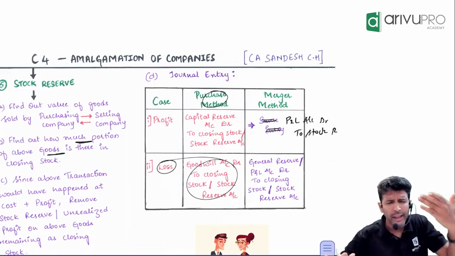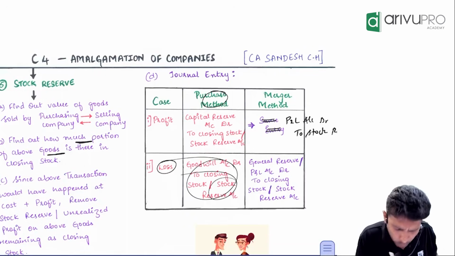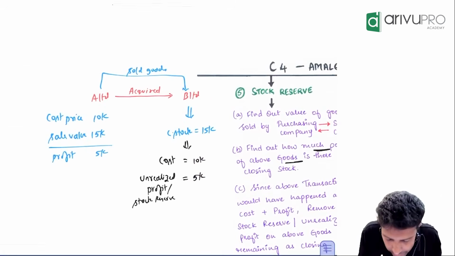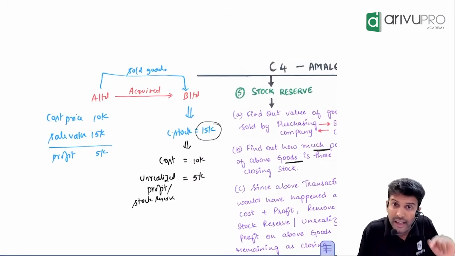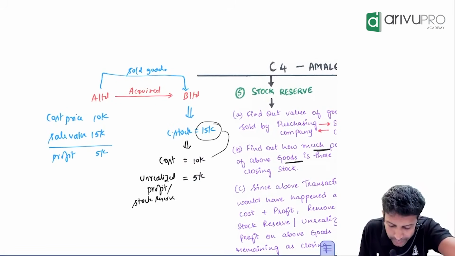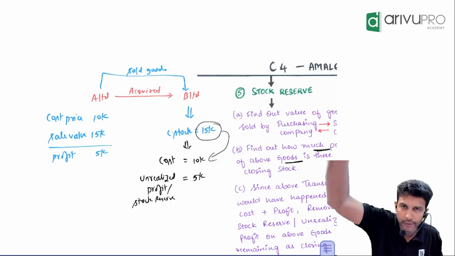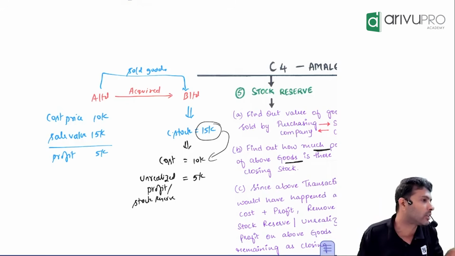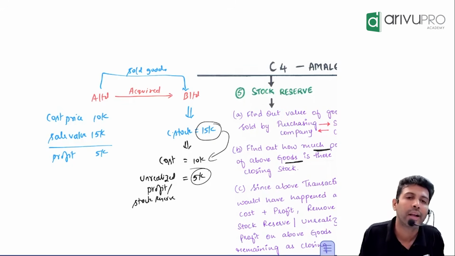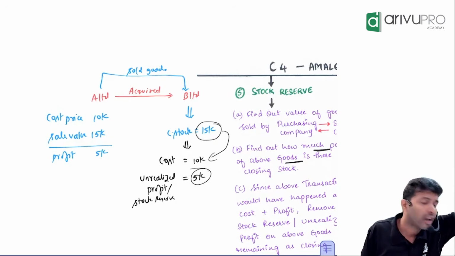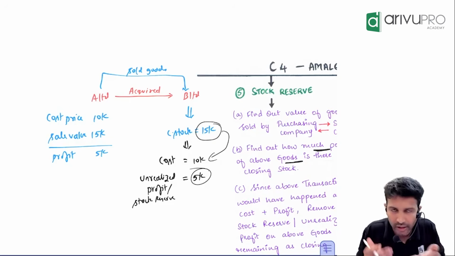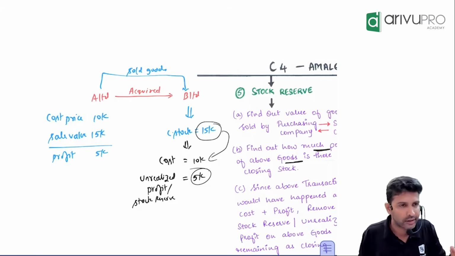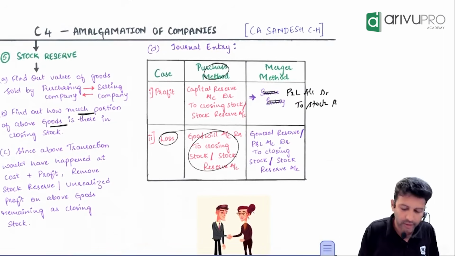So why stock reserve? If you don't want to use stock reserve, no problem. Directly credit what? Closing stock. Sir, why? Currently closing stock is shown at what value? 15. Can you show it at 15 or bring it down to cost price? From 15, you'll have to bring it down to 10, the cost price of 10,000. So how much will you reduce closing stock by? 5,000. Closing stock is an asset. Assets have a debit balance. Here you are reducing it, so you will credit. Either you can use stock reserve or directly credit closing stock.